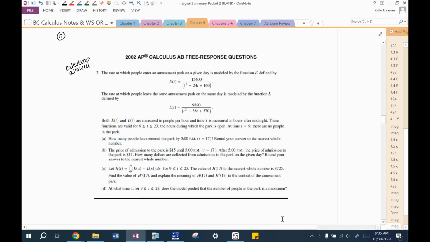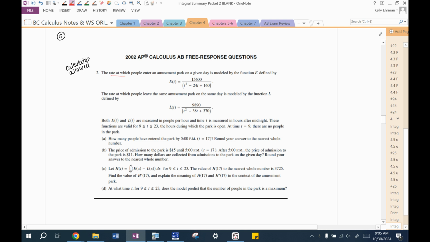All right, we're on page 5. This problem says calculator allowed, so make sure that your calculator is ready to go. Mode doesn't matter. There's no trig involved, but you should always be in radian mode for calculus. All right, so now we're in the 2002 test. If you want to look up the scoring guidelines, feel free to do that.